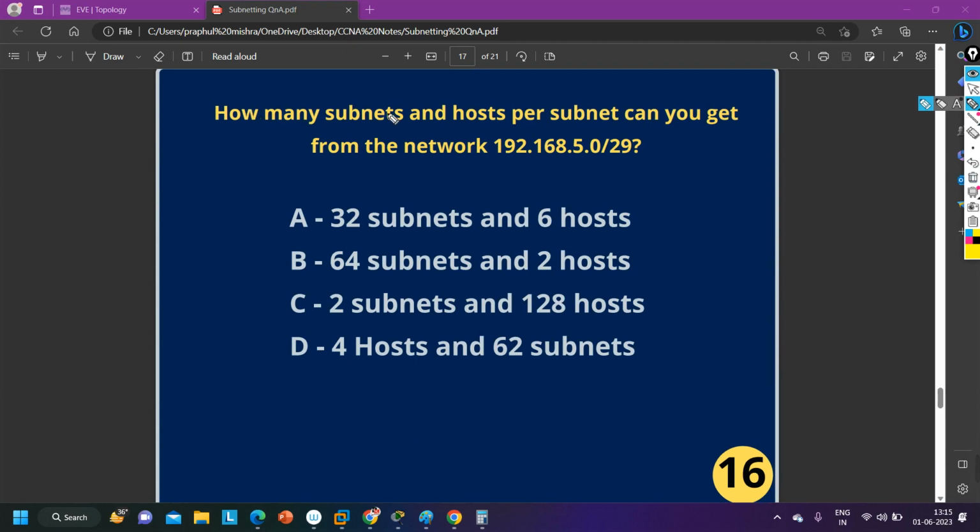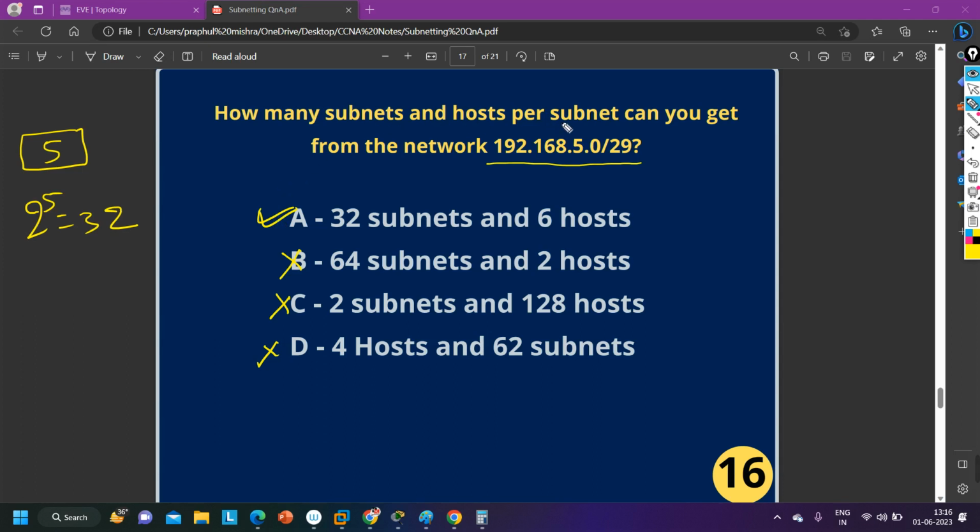Now this question is, how many subnets and hosts per subnet can you get from the network 192.168.5.0/29? So again, /29 means how many bits we have borrowed? 5 bits we have borrowed. 2 to the power 5, so the number of networks is 32. Option A. Option B is incorrect. Option C is incorrect. Option D is incorrect. Option A is correct.